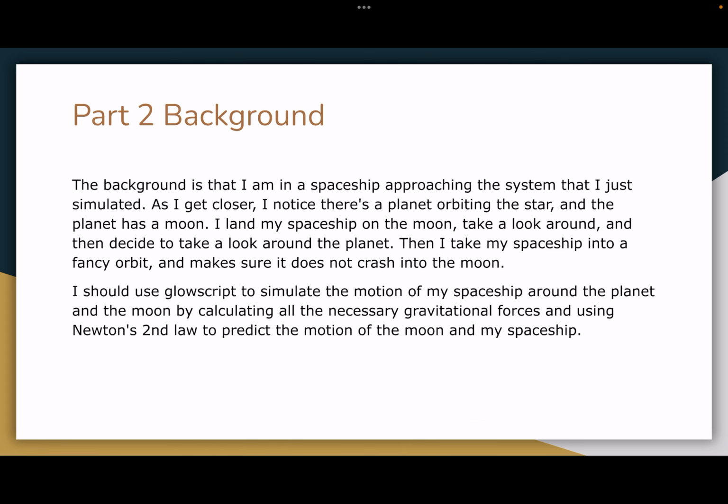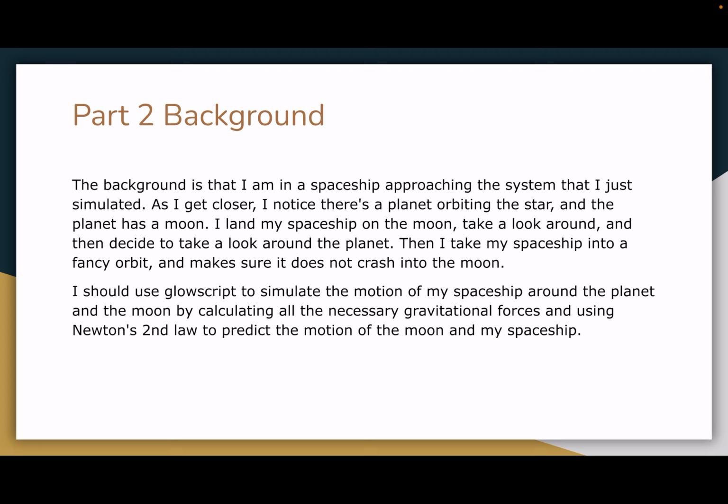And then for part 2, the background is that I am in a spaceship approaching the system that I just simulated. As I got closer, I noticed that there's a planet orbiting the star, and the planet has a moon. I land my spaceship on the moon and take a look around, and then decide to take a look around the planet. Then I take my spaceship into a fancy orbit and make sure that it does not crash into the moon. And then I use my GlowScript to simulate the motion of my spaceship around the planet and the moon by calculating all the necessary gravitational forces and using Newton's second law to predict the motion of the moon and my spaceship.